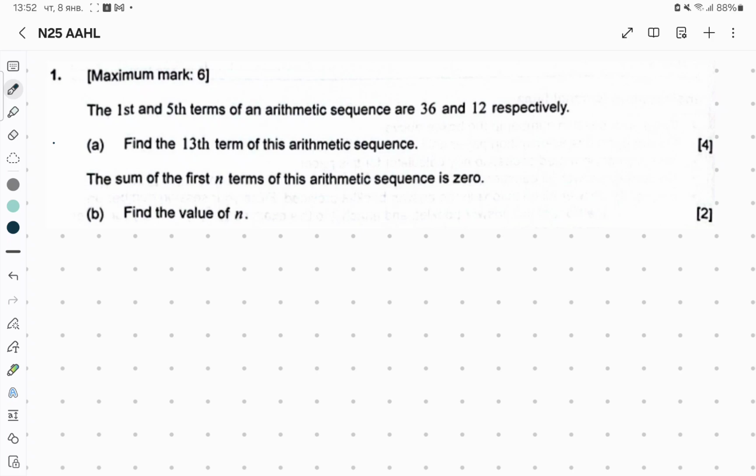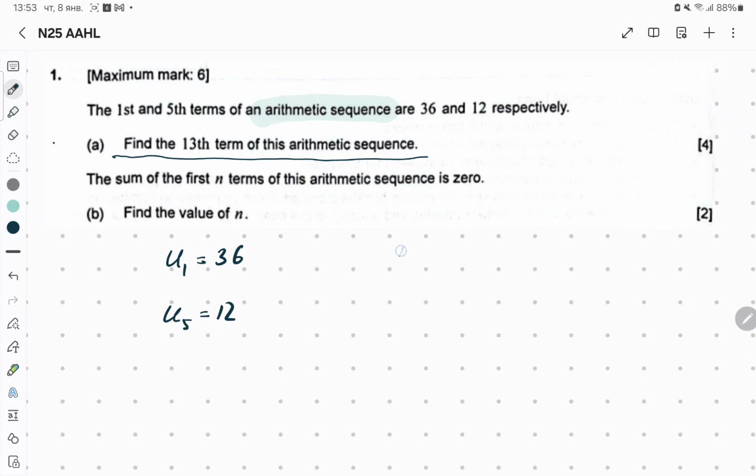First question of paper 1. Let's consider this question and make a short overview. This is 6 maximum marks here and 2 parts, A and B. Obviously the question is about sequences and series. It's given that it is an arithmetic sequence with term 1 equal to 36 and term 5 equal to 12. Now the question is: find the 13th term of this arithmetic sequence.